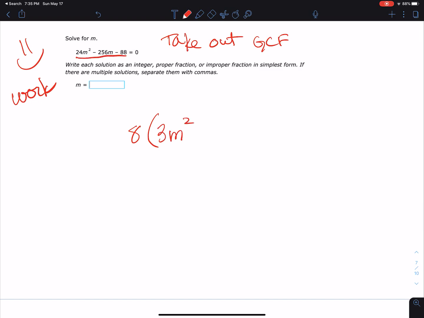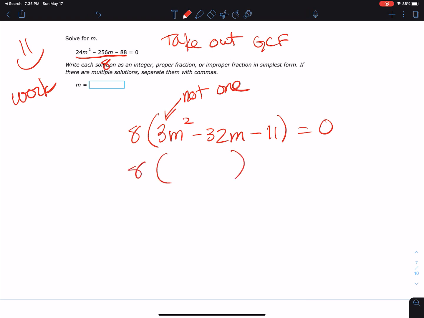So let me actually show you. I'm dividing everything by an 8, okay? 256 divided by 8 is 32. And then 88 divided by 8 is 11. Okay, lovelies, we've seen this. My a value is not 1, so you cannot make a table. What you have to do is guess and check, okay?